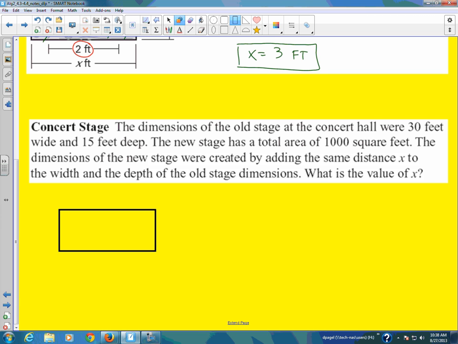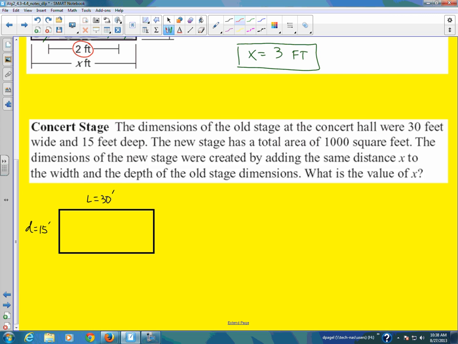So the length, which is the right and left part, is twice the depth, which is the up and down part. So we're defining that this is our depth, and this is our length. That little apostrophe thing, that's our symbol that we use for representing feet. So that's our old stage.